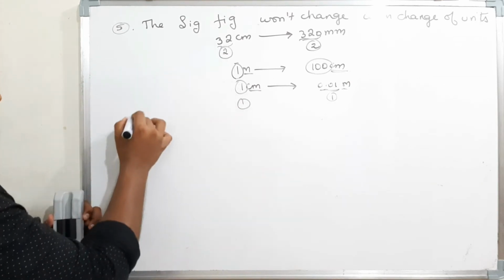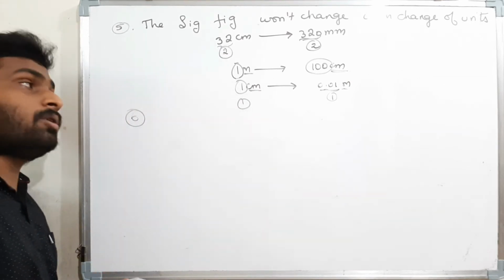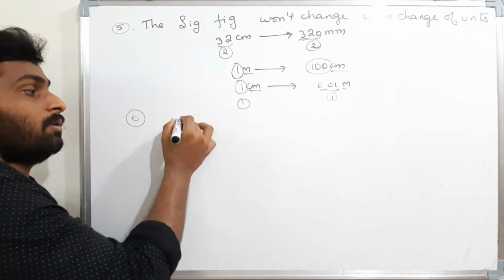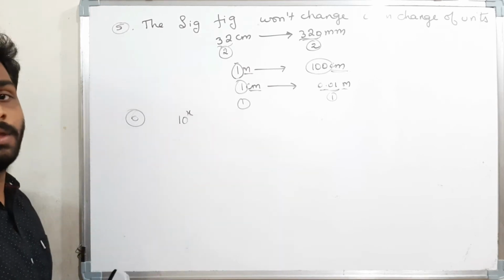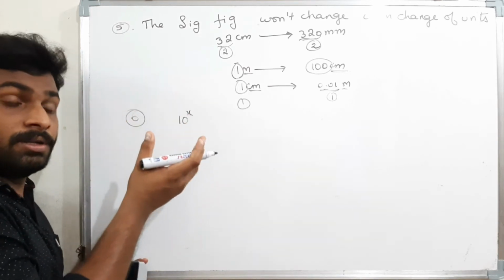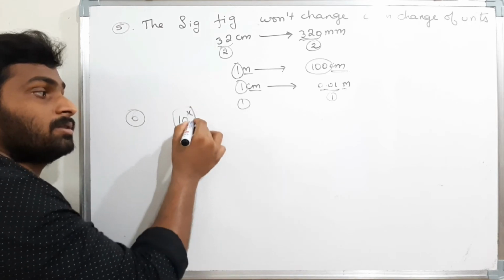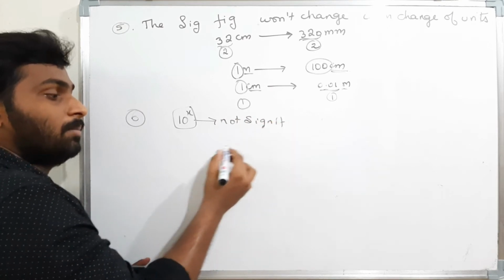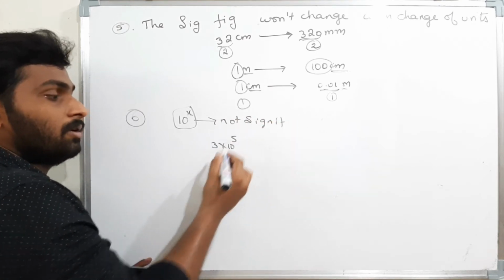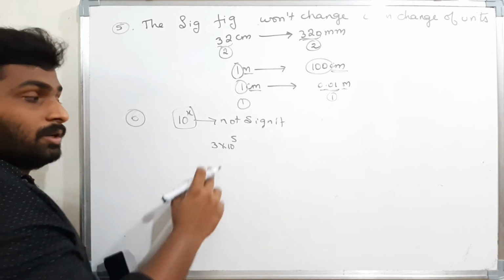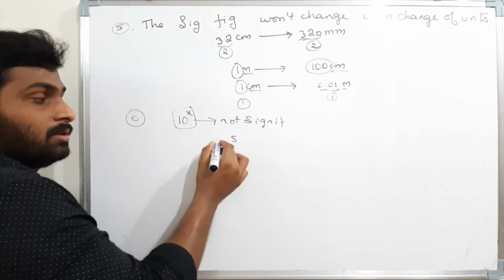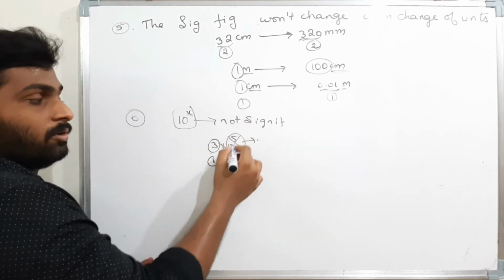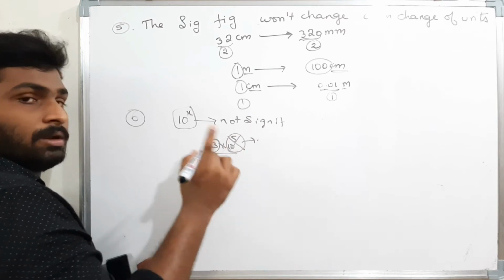Now, rule number 6. According to rule number 6, in a measurement which has 10 power x, this 10 power x is not a significant figure. For example, 3 into 10 power 5. How many significant figures are there? Only the 3 will be counted, so 1. This 10 power 5 has no significant figures. It is not counted as a significant figure. Therefore, the number of significant figures is 1.